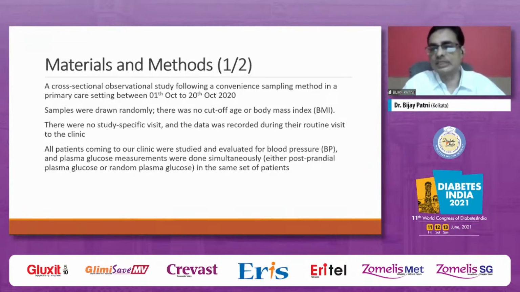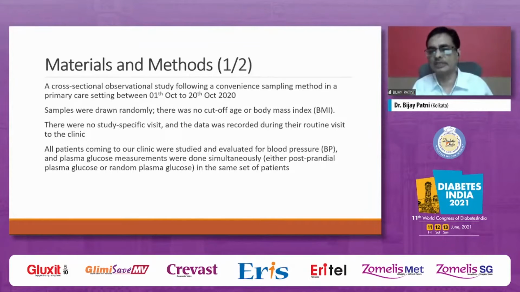The sisters or nurses were trained in how to measure the blood pressure properly as per the guidelines. All the patients coming to our clinic were studied and evaluated for blood pressure, and plasma glucose measurements were done simultaneously in the same set of patients. Along with that, we did a physical examination, particularly the height, weight, and BMI, and inquired about any history of hypertension and diabetes.